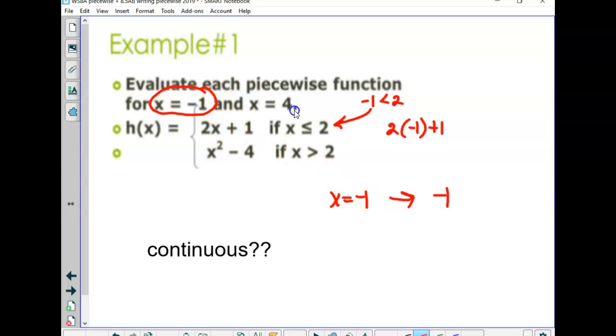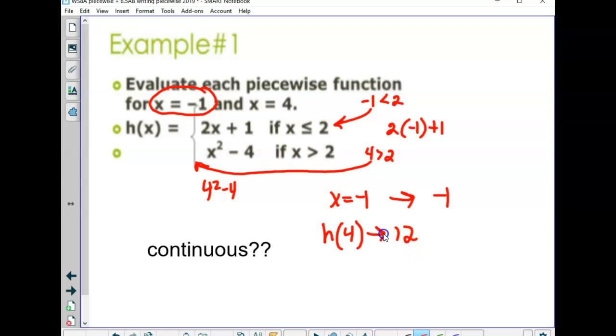What about x equals 4? Yeah, 4 is greater than 2, so we'd put the 4 down in here. 4 squared minus 4 would be 12. I'm going to write it this way. So h of 4 would become 12. Could have put here h of negative 1 was negative 1.